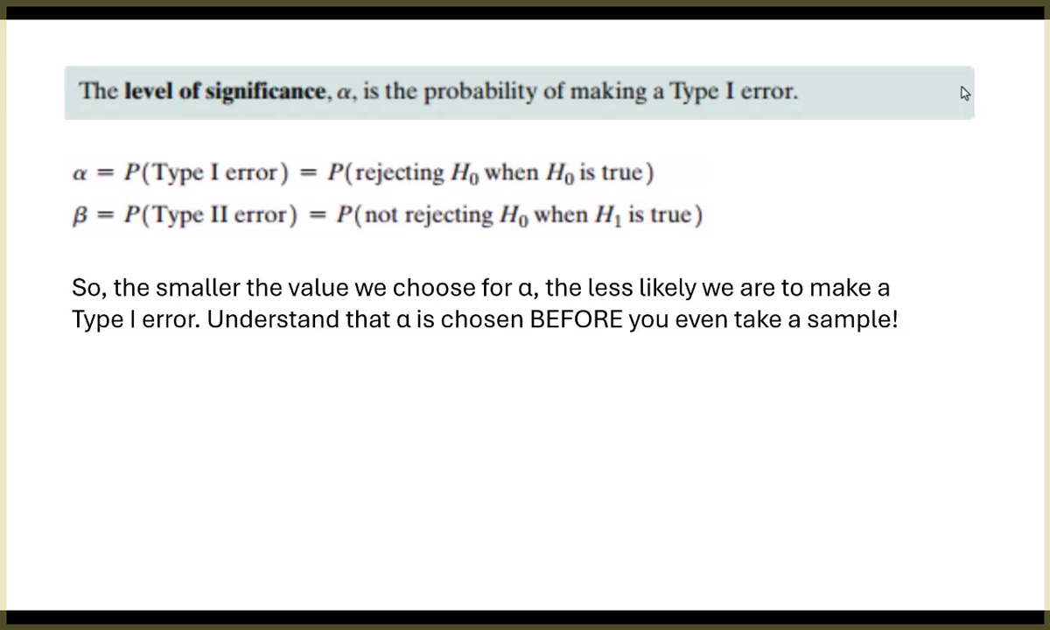Okay, looking at this, you choose alpha before you ever take a sample. You choose ahead of time, how low do I want the probability of a type 1 error to be? That's pretty cool. That's sort of like a confidence interval where you have, I want the margin of error to be between 1 and 2%. You choose that ahead of time. So we get to choose alpha. I can say I want alpha to be 0.01, or I want alpha to be 0.05, or I want alpha to be 0.1.